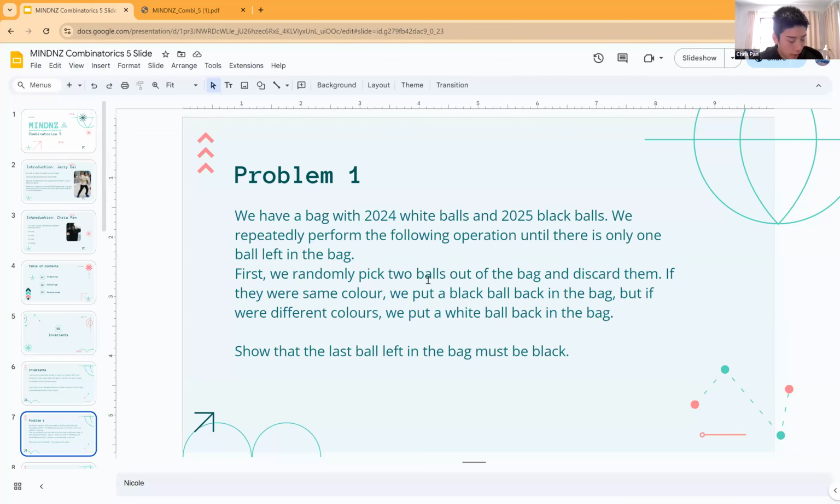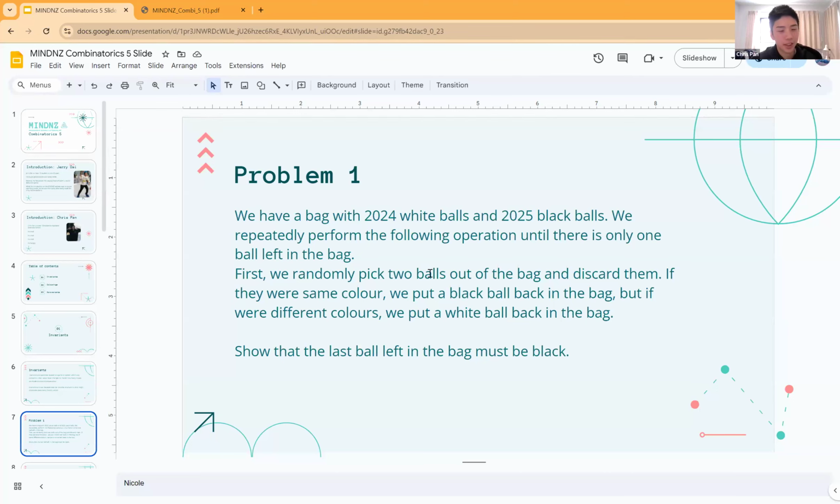At first it's a bit hard to approach the problem. You can try with smaller cases, right? Maybe you can try with three white balls and four black balls, and that is good to try. But if you just try small cases, it might not be very enlightening, because there's no real strategy, right? It's a random process, so it's kind of chaotic. It feels like you can't really get a handle on why it's true.